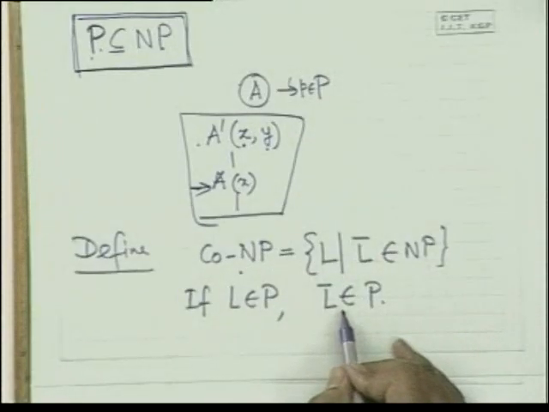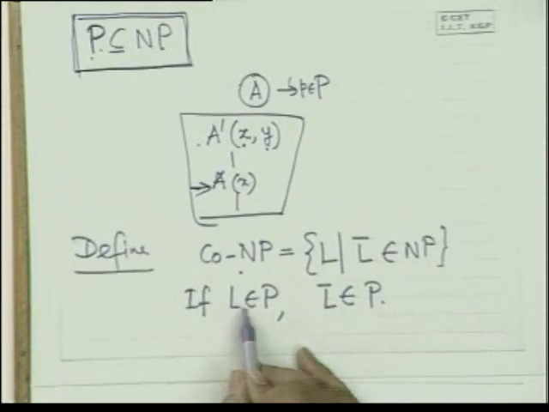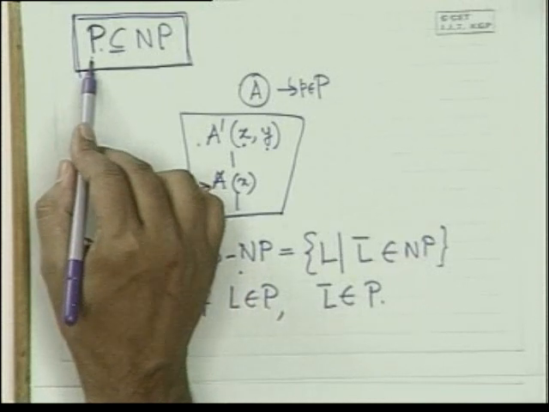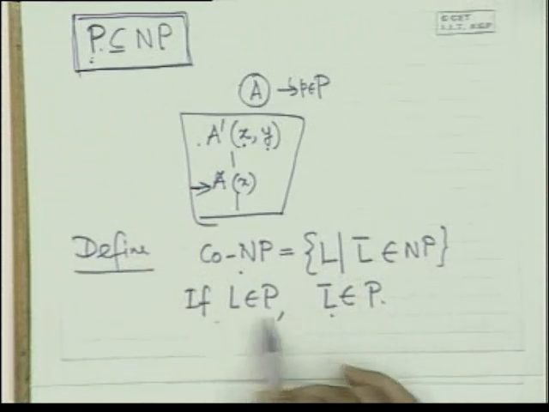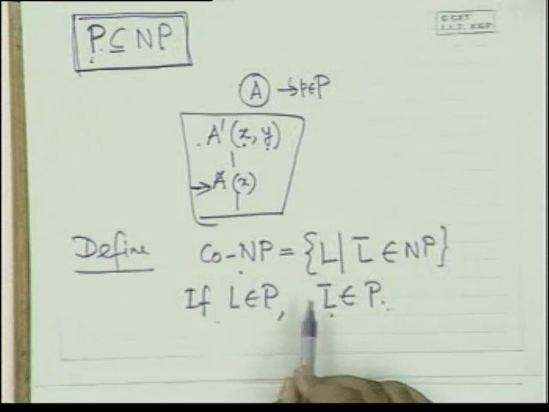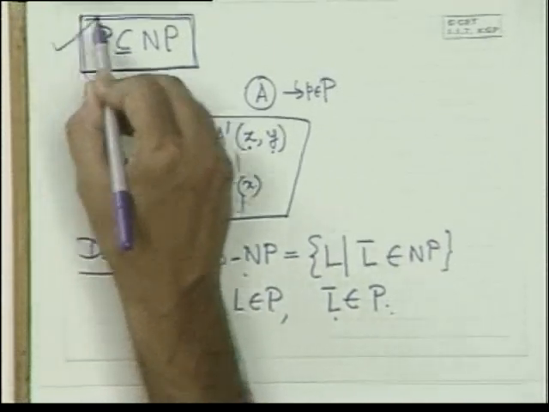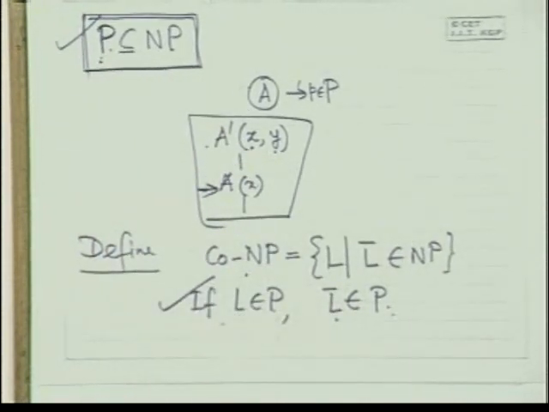So if L belongs to P, we know that L bar also belongs to P. And if L belongs to P, by this property L also belongs to NP. So what does it mean? L bar belongs to co-NP. So this suggests that NP and co-NP at least are not disjoint. At least the class P is in the intersection of NP and co-NP because of this property and this property.